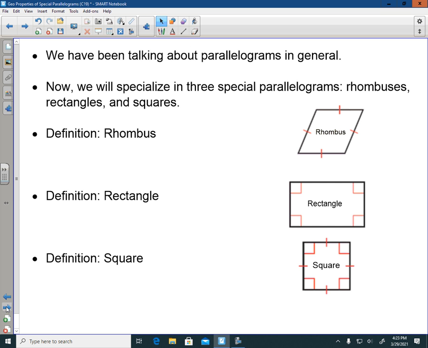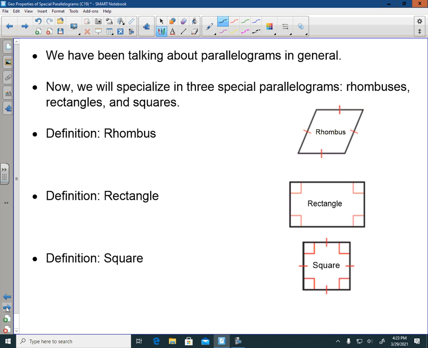So we've been talking about parallelograms in general, just kind of what happens with all parallelograms. In other words, if you got a parallelogram, opposite angles are congruent, opposite sides are congruent, diagonals bisect each other, consecutive angles are supplementary. Those are the big ideas with parallelograms. So this is true for these guys as well. But now there are some special things that are true about three special parallelograms, the rhombus, the rectangle, and the square. In order to study these, we got to know what they are.